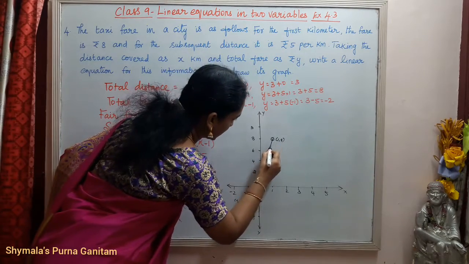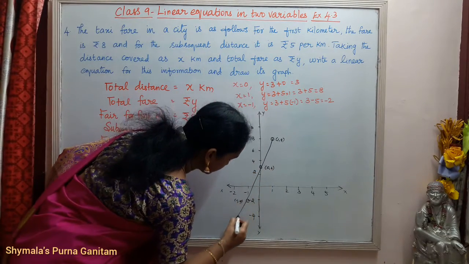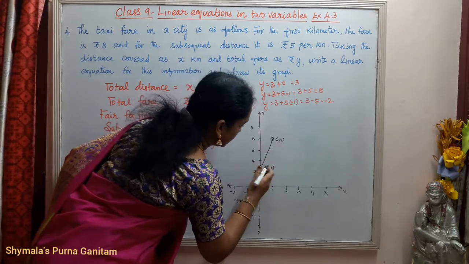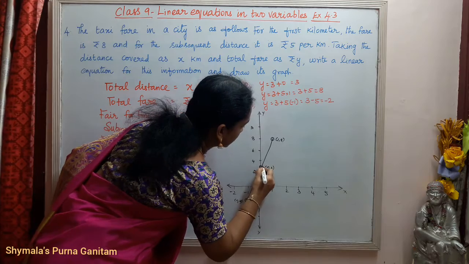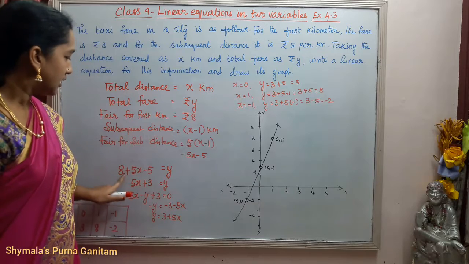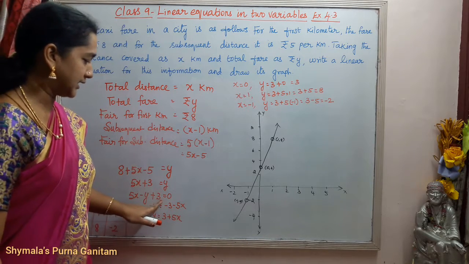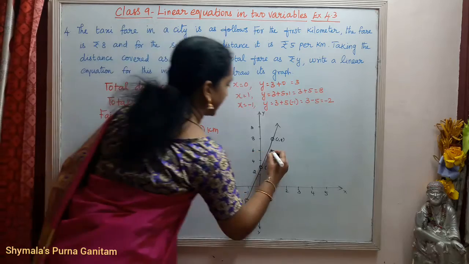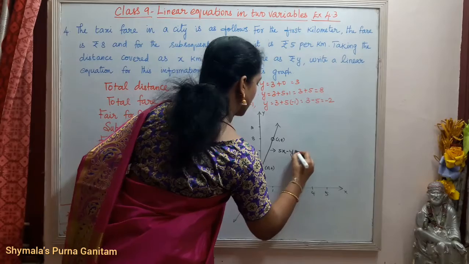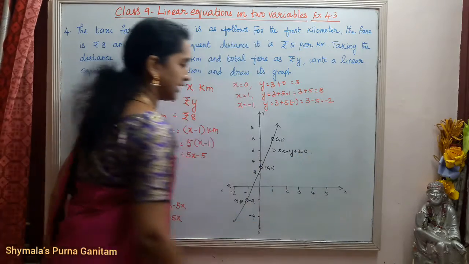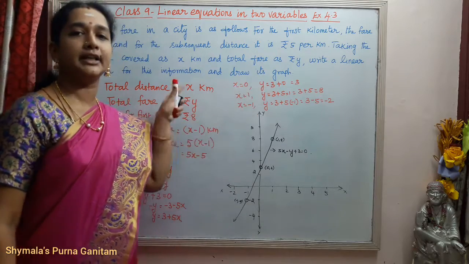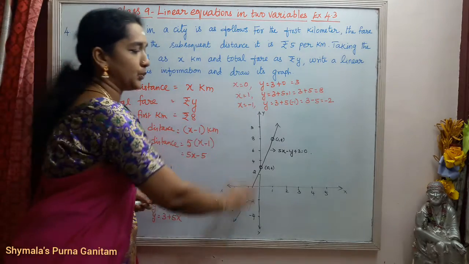So now if I join these 3 points, I will get a straight line. This straight line is for the given equation, 5x minus y plus 3 is equal to 0. So this graph is for the linear equation 5x minus y plus 3 is equal to 0. Okay, so this is how it has to be done. We are asked to draw the given linear equation in the graph, so we have drawn that.